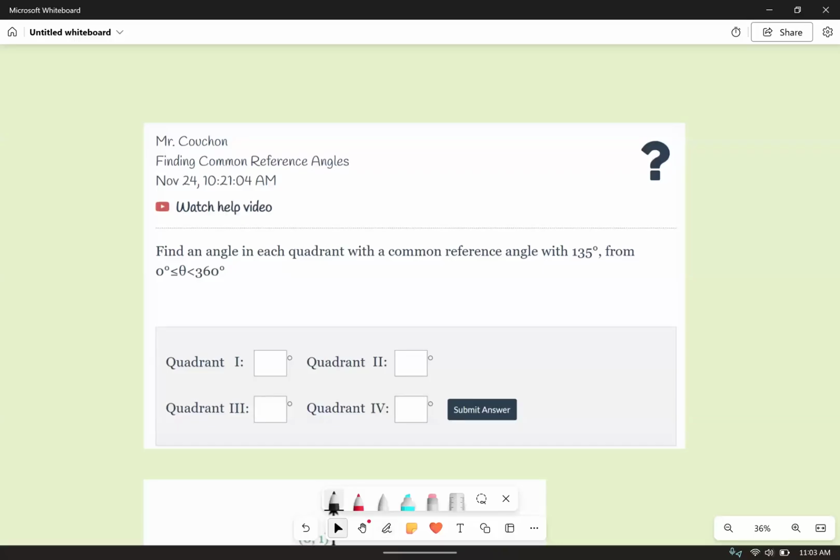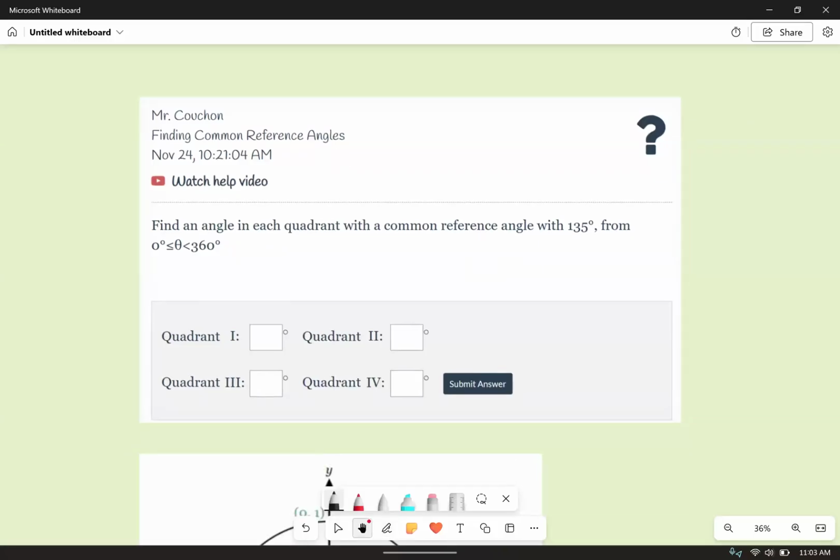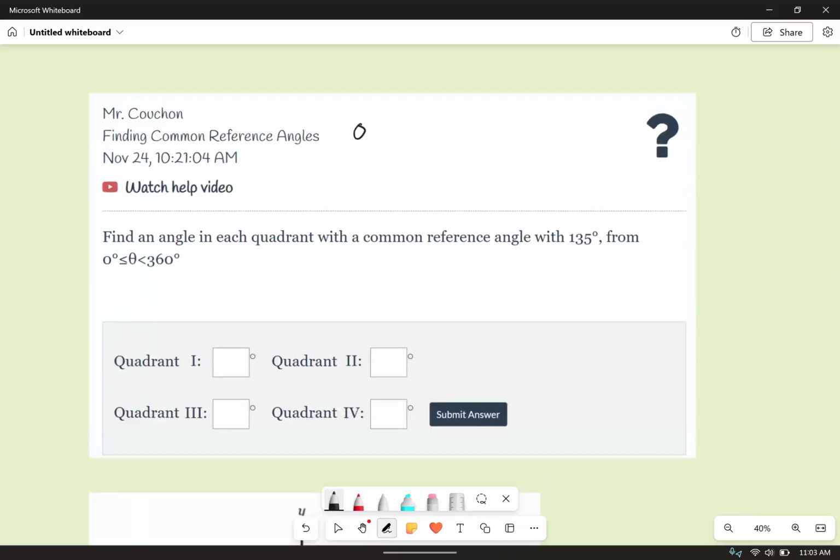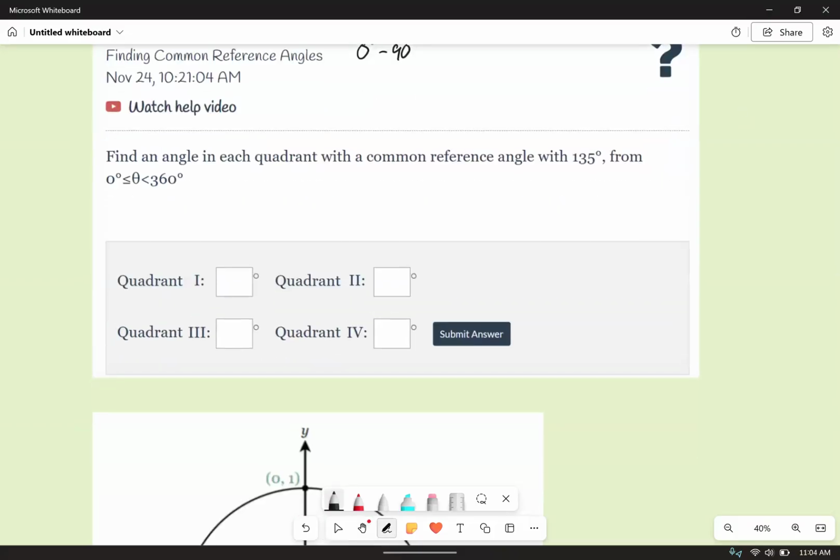All right, let's find some common reference angles. And remember that our reference angles are all between 0 degrees and 90 degrees. Find an angle in each quadrant with a common reference angle with 135 degrees from 0 degrees to 360 degrees.